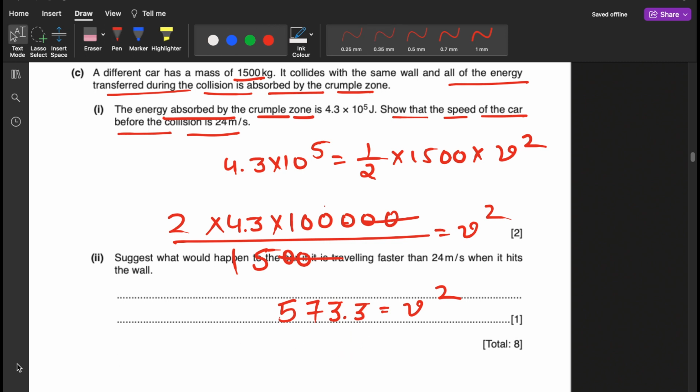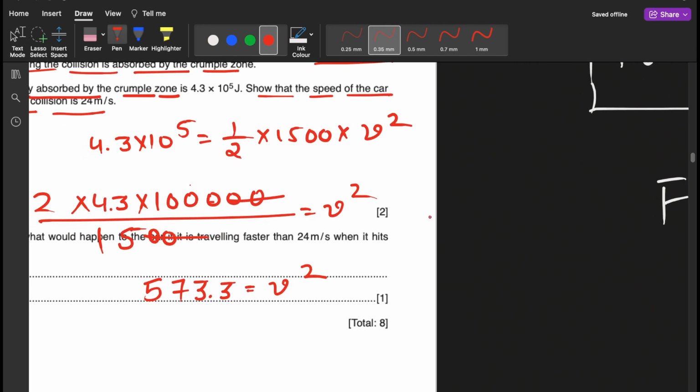Then you have to take the square root, correct? So let me do the square root of 573. I will give you a rough estimate. I think you are telling me 23 something only, correct? Approximately 24, correct? Yes, approximately 24. Okay, so that's correct.